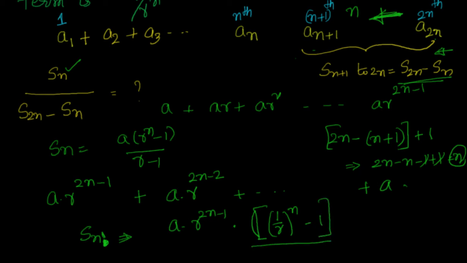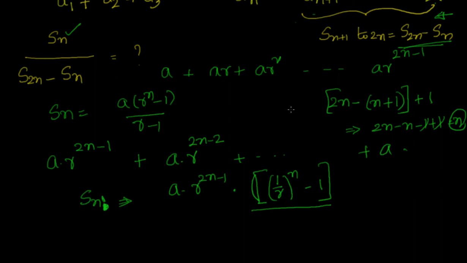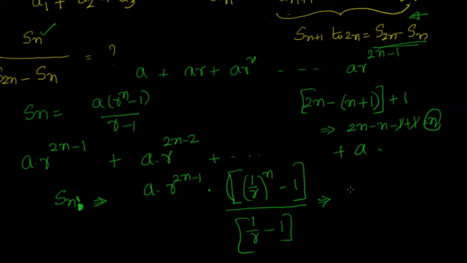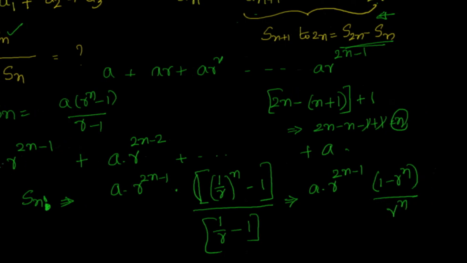Why n? Because just now we found that we want n terms. If you want n plus 1 to 2n, that's nothing but n terms from the end, divided by r minus 1. Now if you simplify this, it is a into r to the power of 2n minus 1 into 1 minus r to the power of n by r to the power of n, 1 minus r by r, so it will become r by 1 minus r.